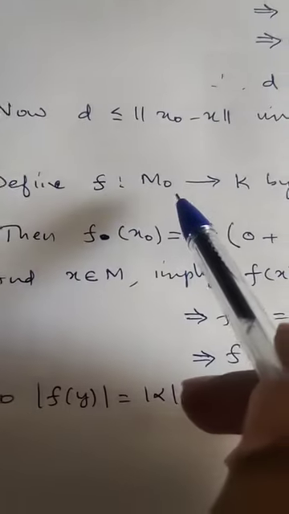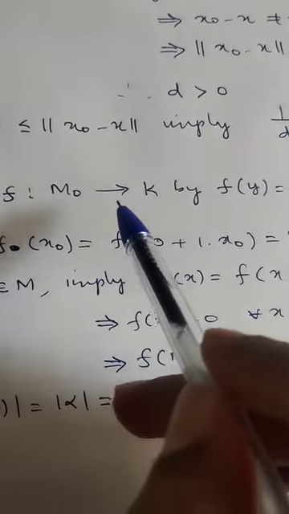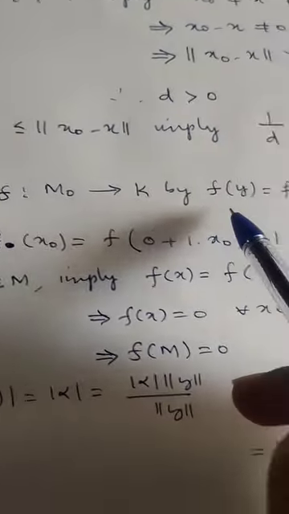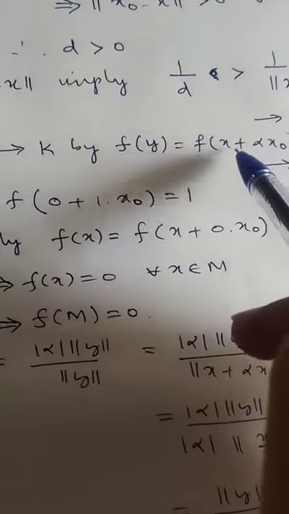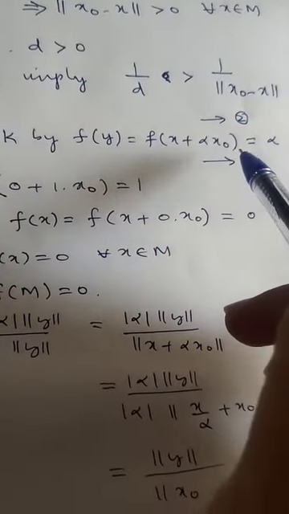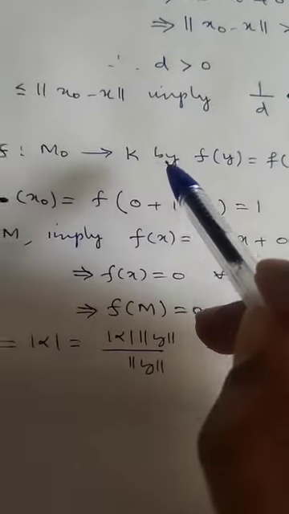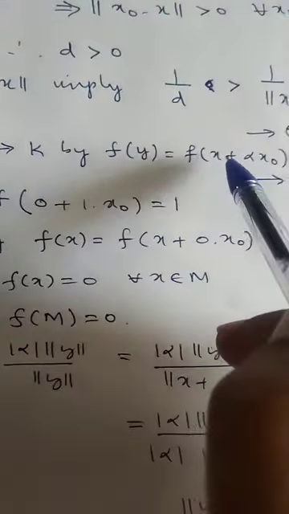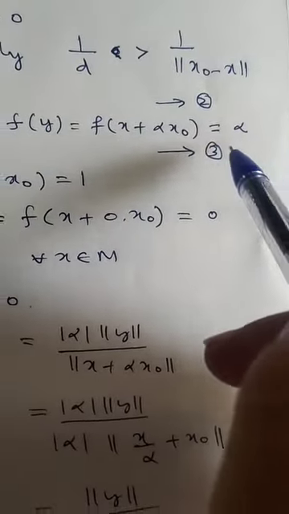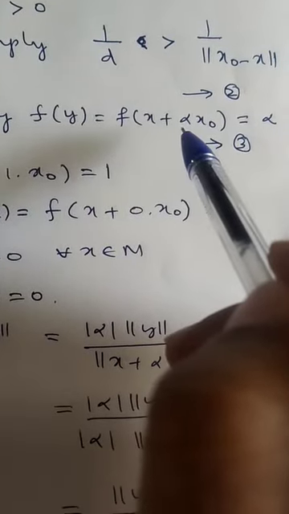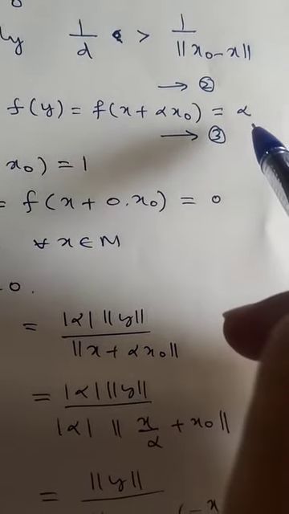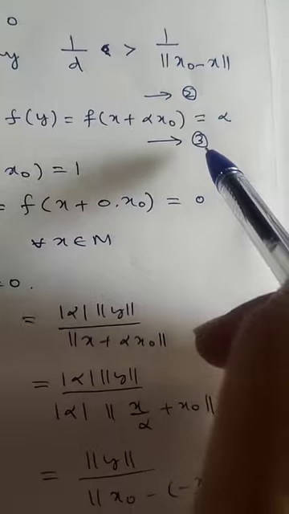f from the subspace M naught to K, by f of y, where y means x plus alpha times x naught. It must be an element of K, a scalar, so I will just take alpha. Okay. f of y is equal to f of x plus alpha times x naught, that is equal to alpha. I will call this 3.